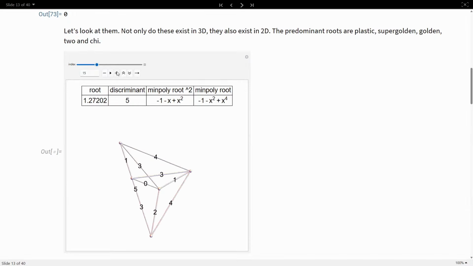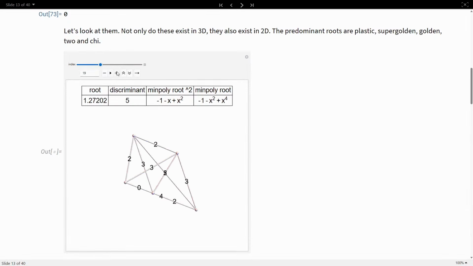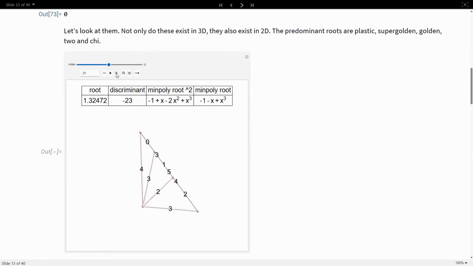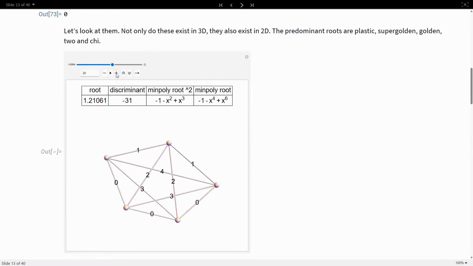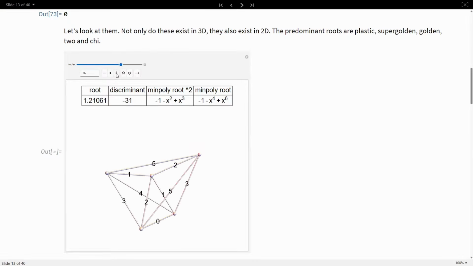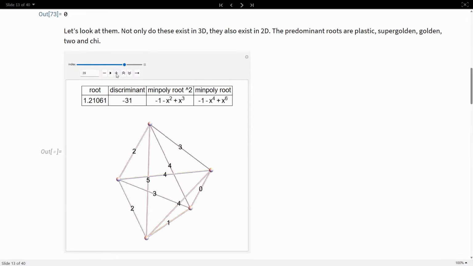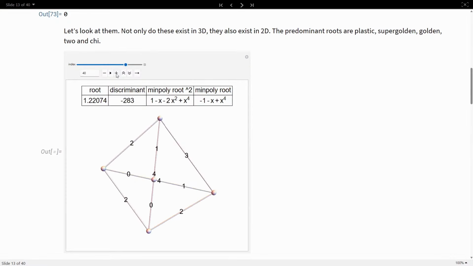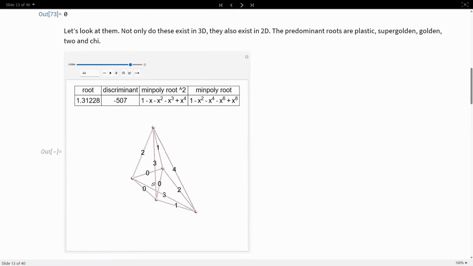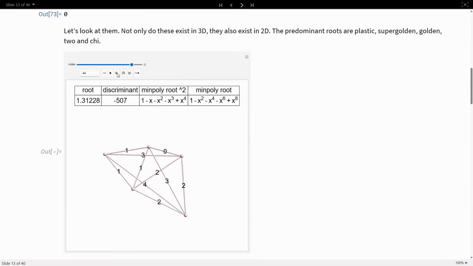So I found quite a few here based on the golden ratio. Here's a couple dealing with the square root of 2. And then here's the plastic constant. And then a whole bunch with the super golden ratio, which is something I did not expect, because in the previous one I did, the plastic constant was the winner. Now we get the chi constant here. We get a few more of these flats, and then a few more values.